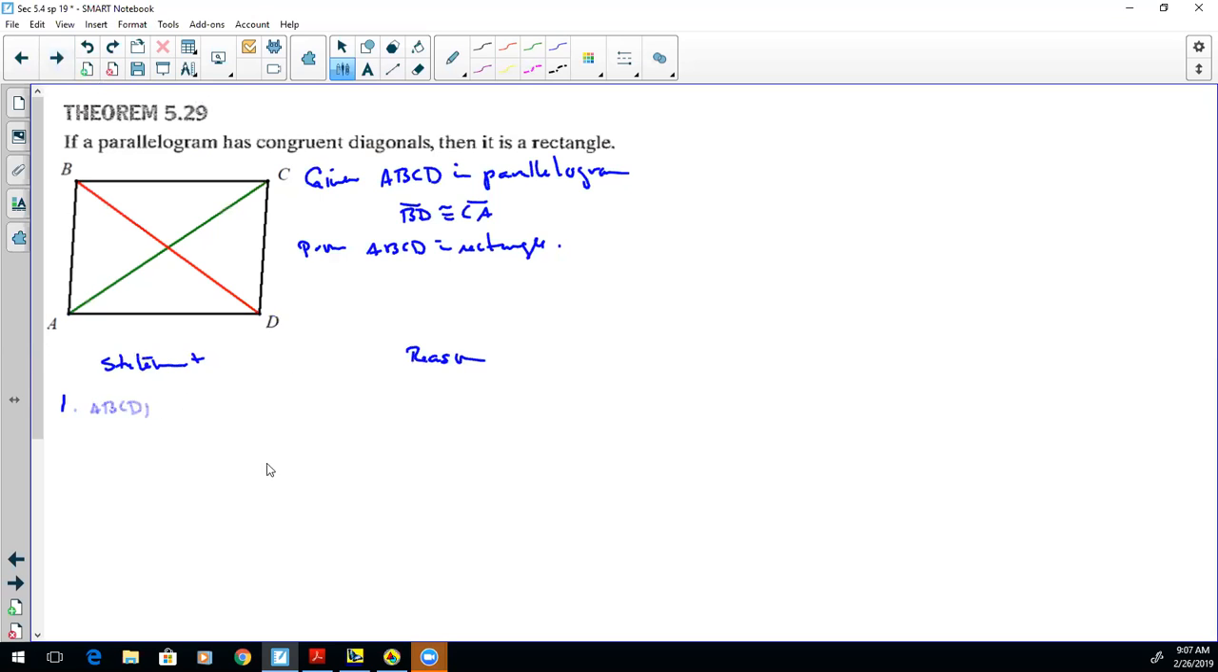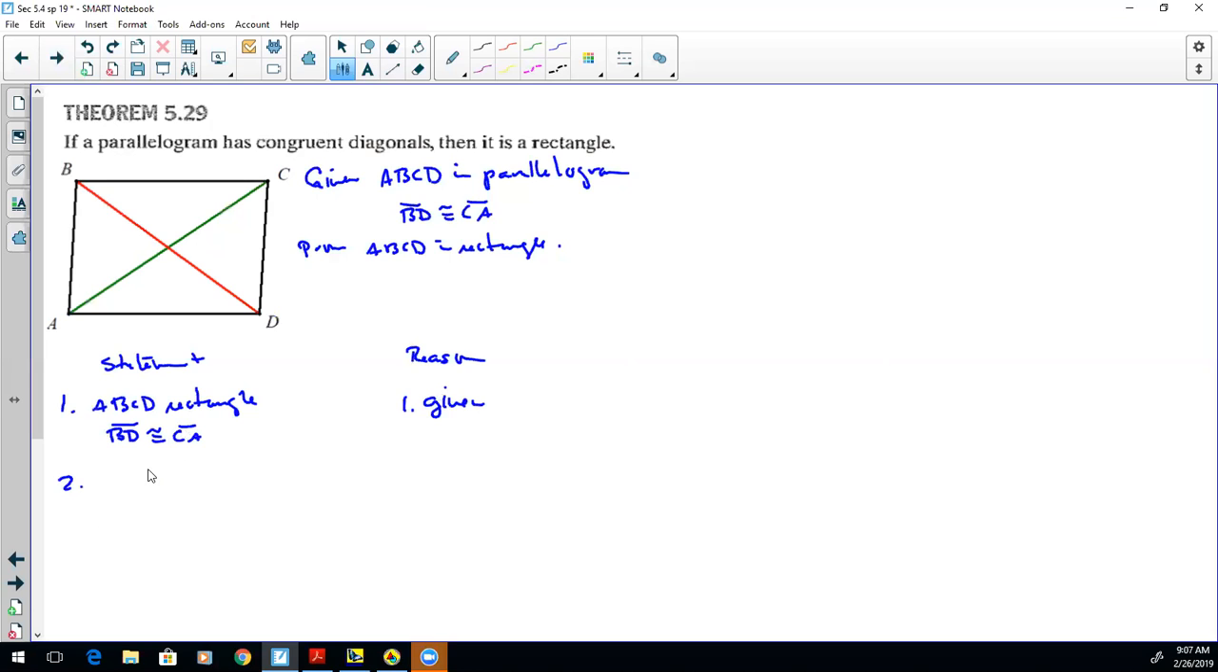It'd be nice to write it down where you can read it. And let's see, BD, that diagonal is congruent to the diagonal CA. And that reason is a given.